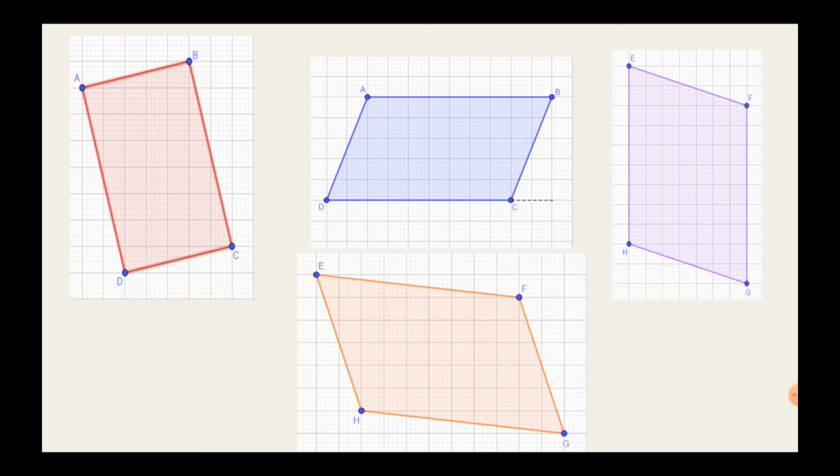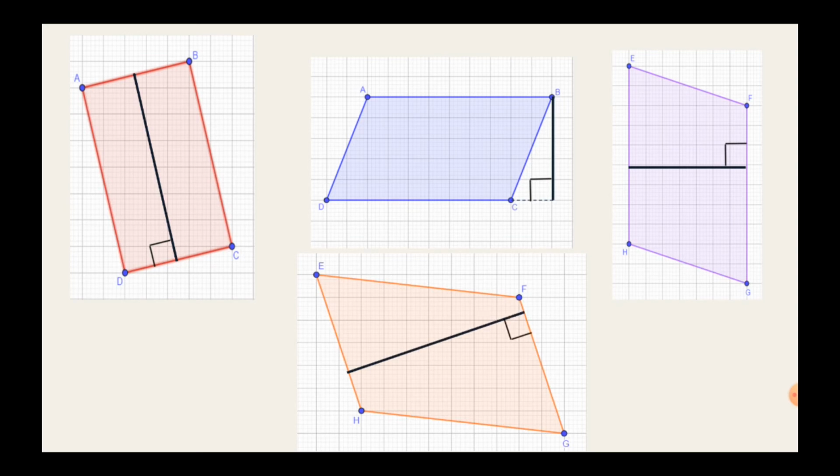So, look at the first parallelogram. I can draw a height like this. Look at the second. I can draw a height like this. In the third one, I can draw a height like this. And in the last one, I can draw a height like this.